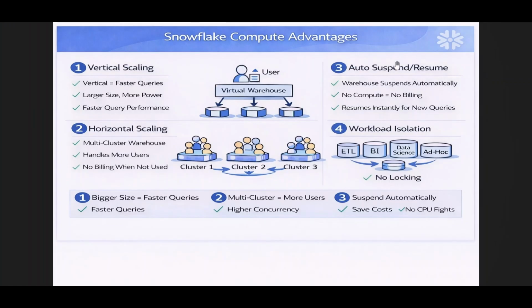Additionally, we also see auto-suspend and auto-resume features available in Snowflake. This is where Snowflake saves you money. When a warehouse is idle, Snowflake automatically suspends it. No compute, so no billing. The moment a new query comes in, it resumes automatically. This is why Snowflake is so cost efficient for spiky workloads.